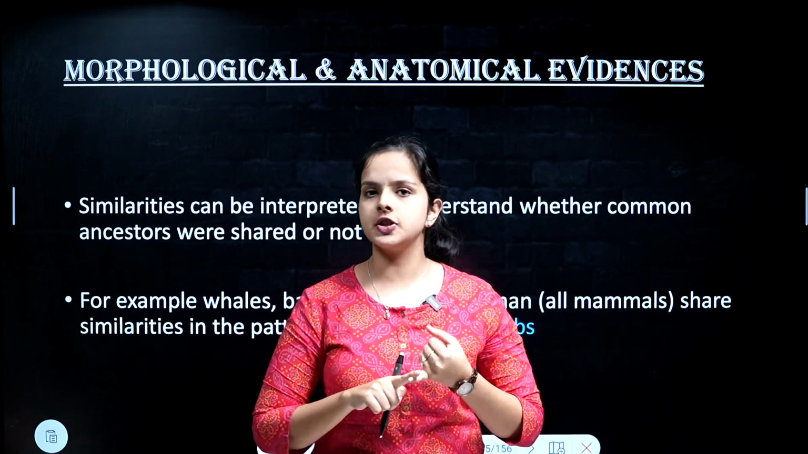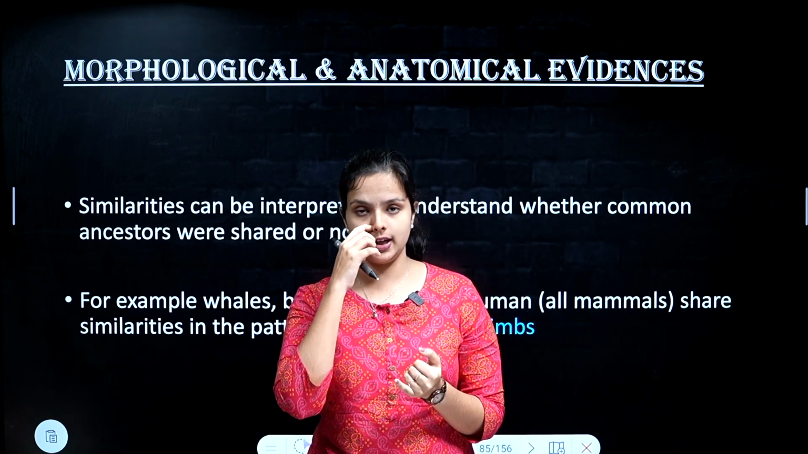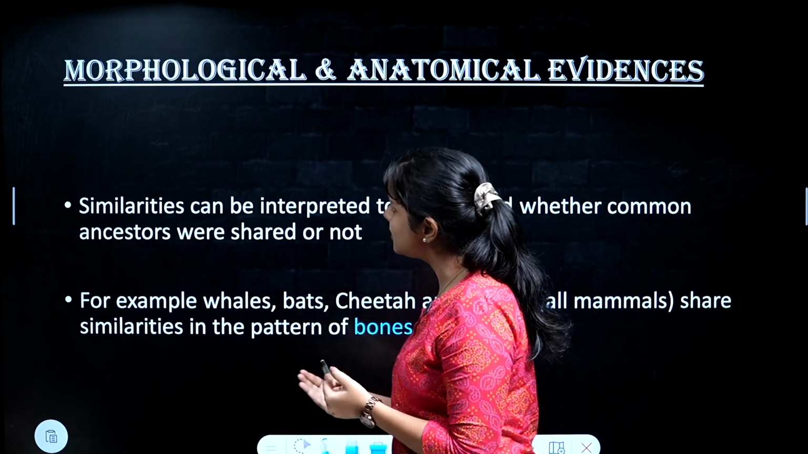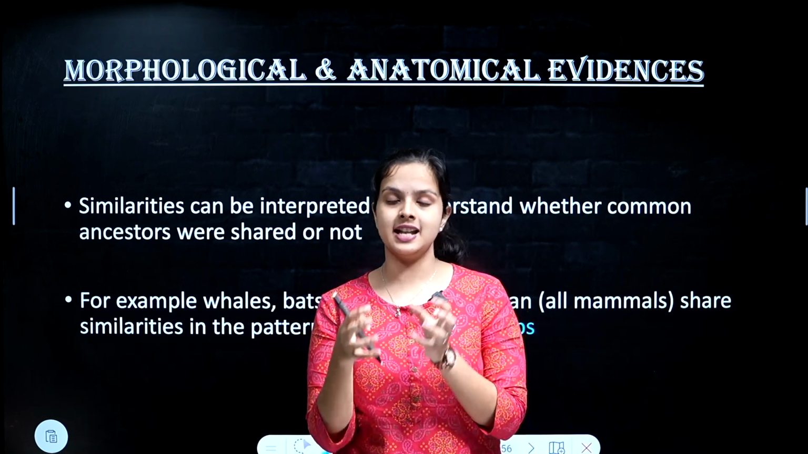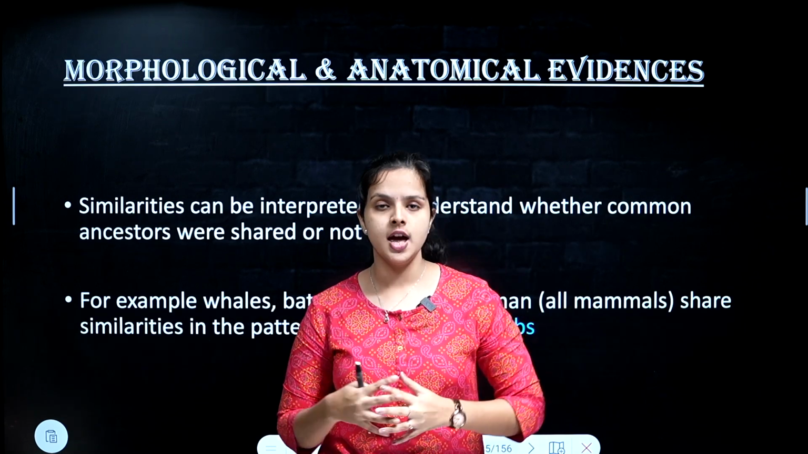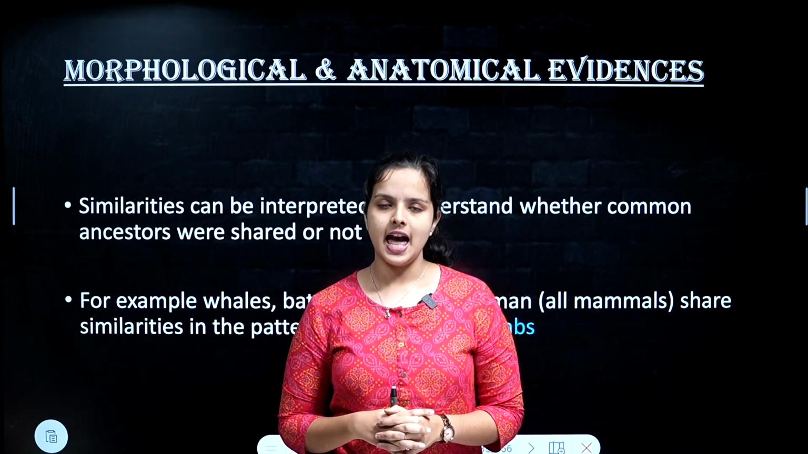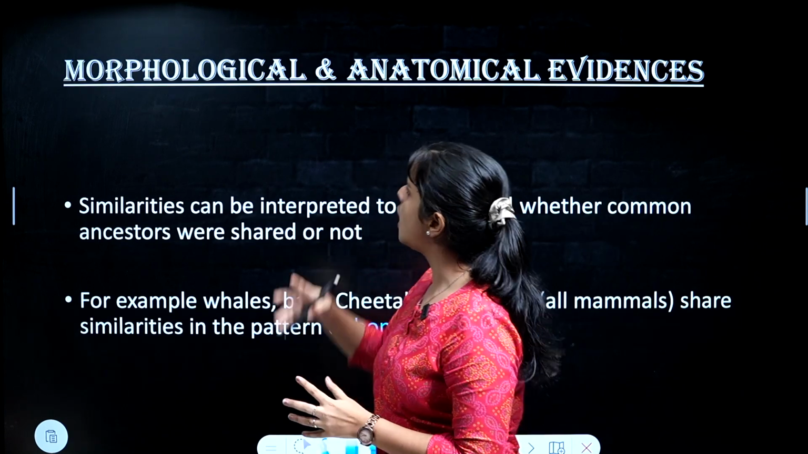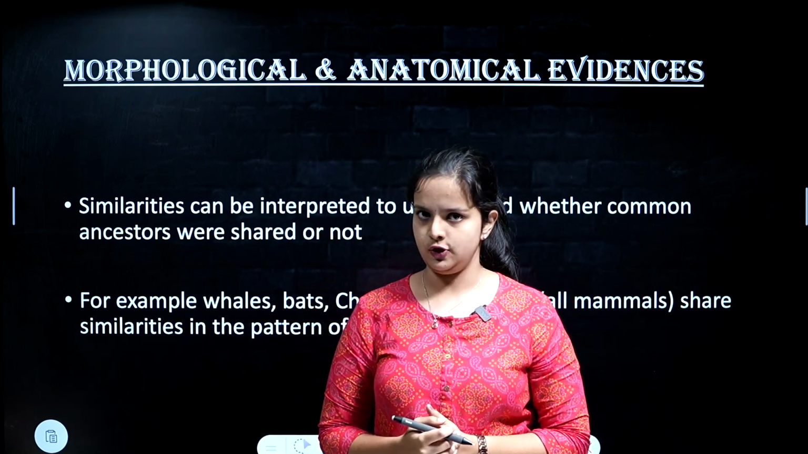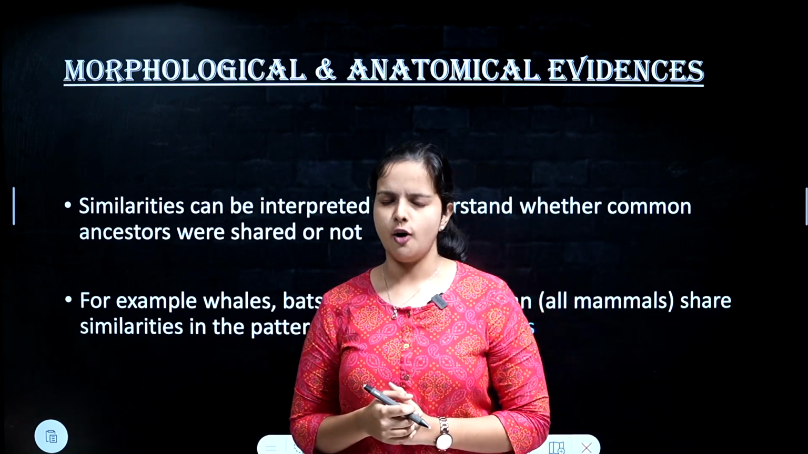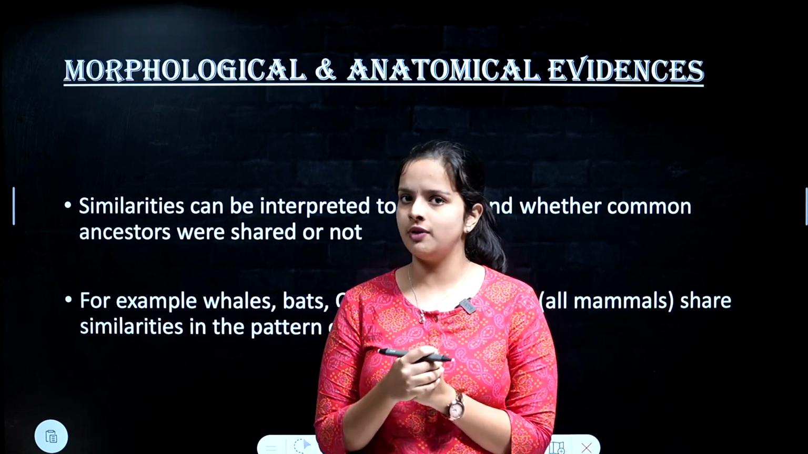So in paleontological evidences, I've already told you about fossils and how they have helped in proving evolution. And in embryological evidences, I've already told you about how embryos and the similarities that they show have helped us in proving or understanding evolution better. And in this section, we'll learn about how morphology and anatomy help us to understand or prove evolution, or how they are evidence for evolution. That's what we'll be looking at.